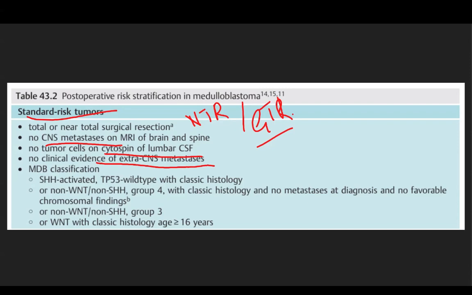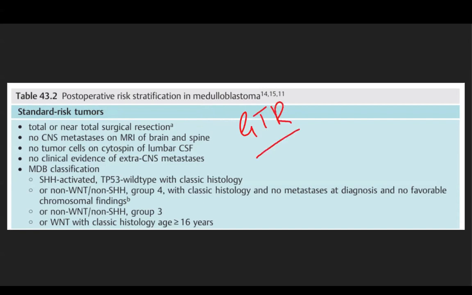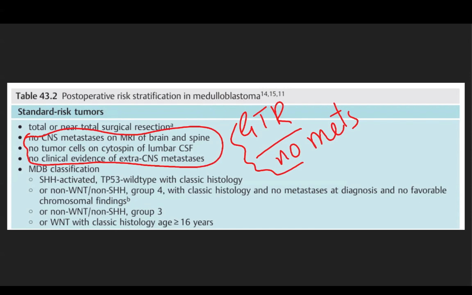So you have done a gross total resection, plus there are no METs in whatsoever form, because all these are telling us some form or the other of metastasis. Apart from these two elements, what else do we need? It's either going to be a sonic hedgehog, wild type, with classic histology, easy. Remember the yellow one, the yellow sonic hedgehog? Or it's either going to be a group 4 with classic histology and no METs at diagnosis and no favorable chromosomal findings.